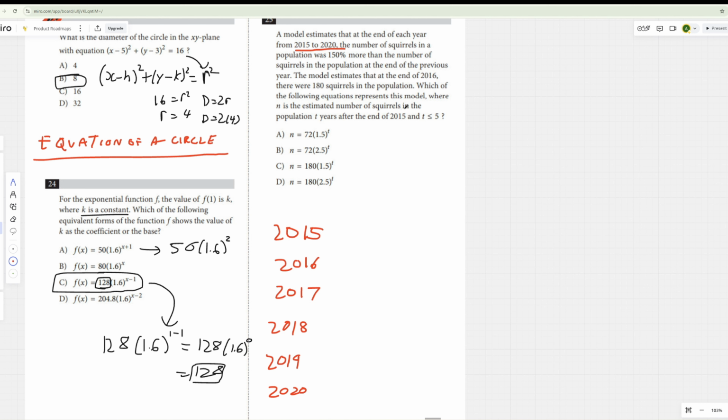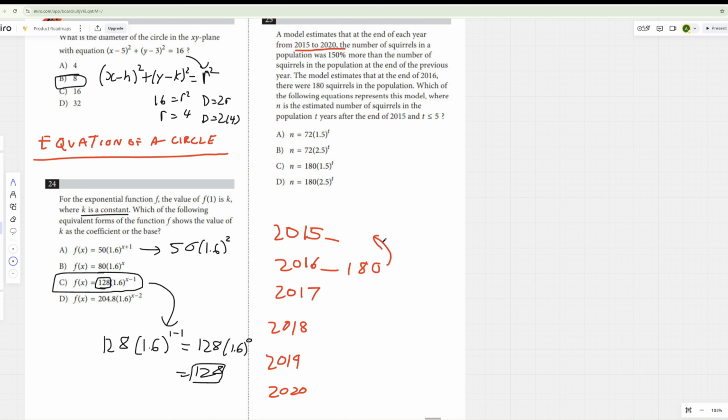The model estimates at the end of 2016 there were 180 squirrels. Which of the following equations represents this model where n is the estimated number of squirrels in the population t years after the end of 2015 and t is less than 5? Well, first let's figure out what we need, a constant, right? We need to figure out how many squirrels there were in 2015. If there's a 150% increase, we can figure there's going to be 150% less, right?